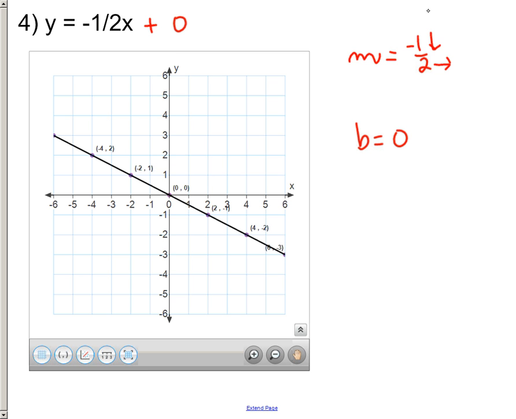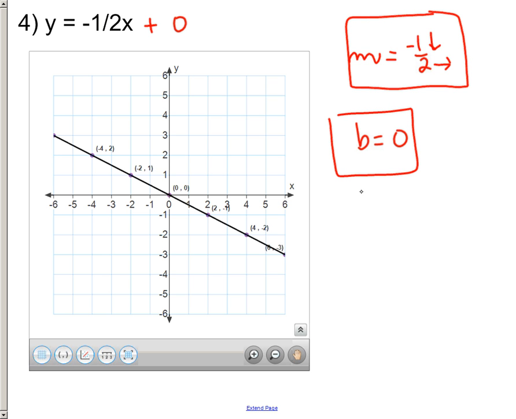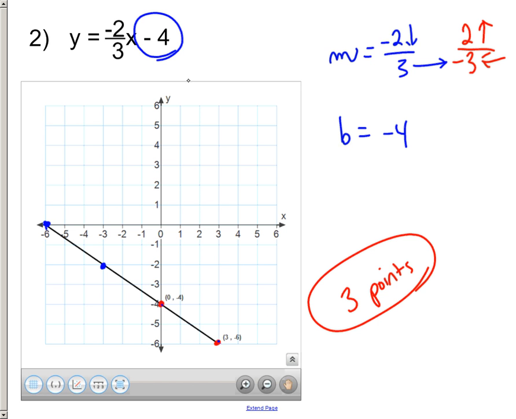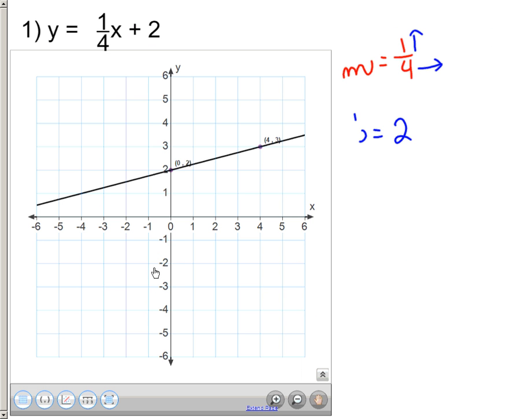Remember, we need to know what the slope is, and we need to know what the y-intercept is. If they ask you what the y-intercept is, I know I've been calling it 0, or in this case, I called it 1. Here, I called it negative 4, and here, I called it positive 2. Let me write that b back there. But please understand that the point, like here's positive 2 on the y-axis, but the actual point on this Cartesian plane consists of 2 values, the x and y value. In this case, it's 0, 2. The y-intercept, the x is always 0.